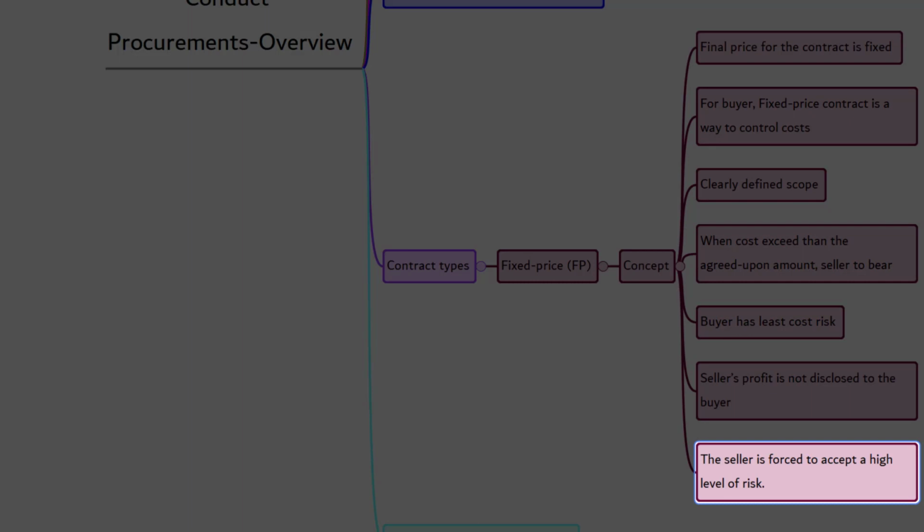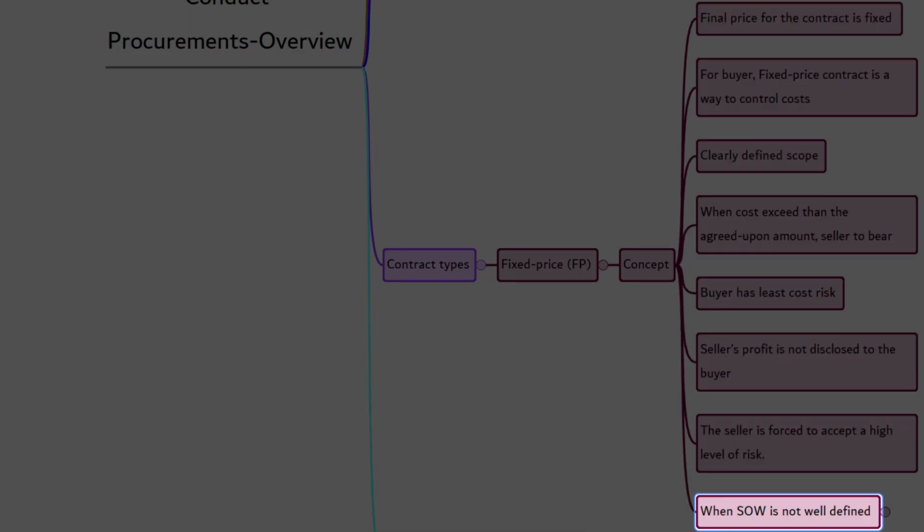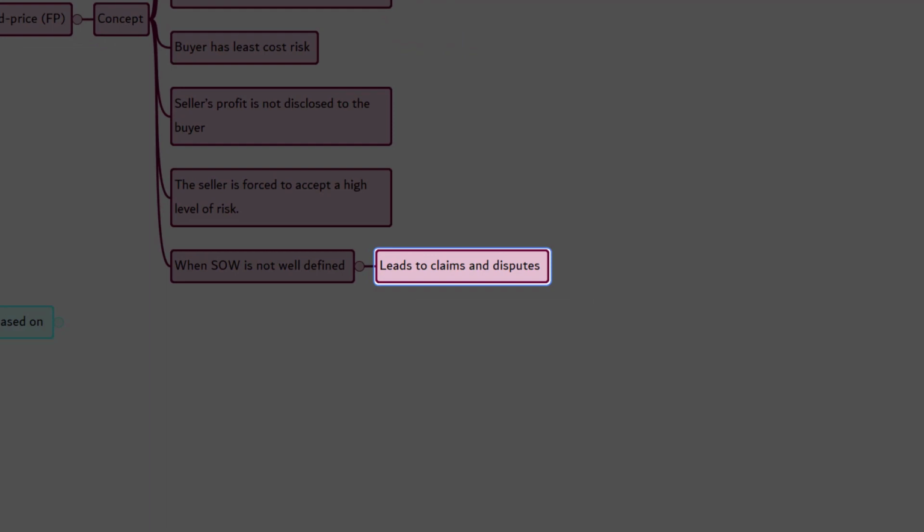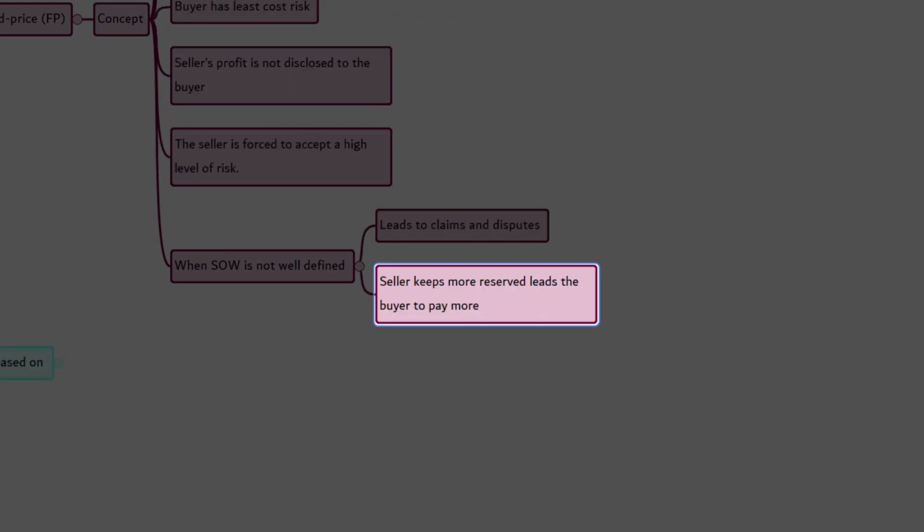The seller is forced to accept a high level of risk. Generally, fixed price contract is not always the best choice, and in some cases, it may even be inappropriate, especially when the SOW is not well defined. If the SOW is not sufficiently detailed, then it would lead to claims and disputes. In those cases, the seller will add a significant amount of reserve to the price to cover the risk. Therefore, the buyer ends up paying more.